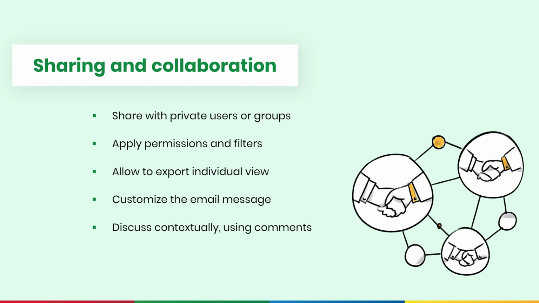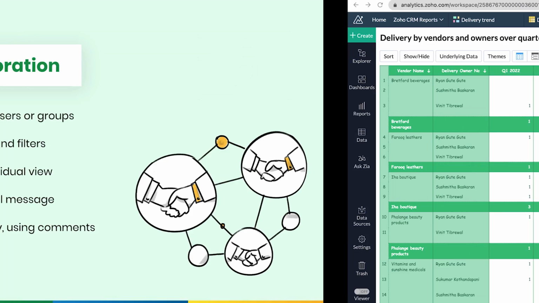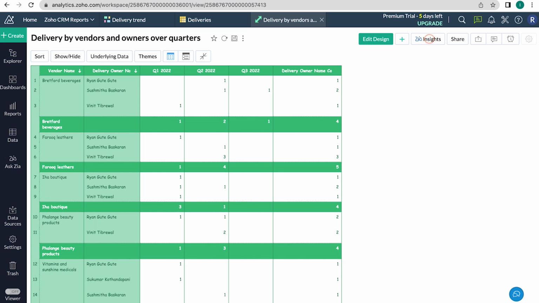The most important feature of any reporting tool is its capability to share the derived insights within the organization as well as with anyone outside the organization. Zoho Analytics offers a lot of options for achieving this. Let's say Paul wants to share the delivery performance report with a couple of users. He can do so using the share option in the reports.